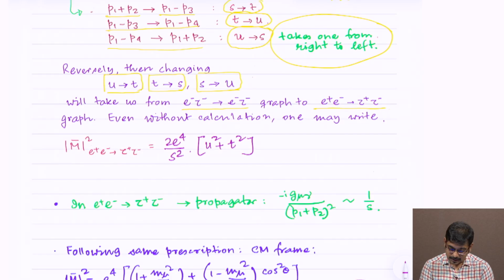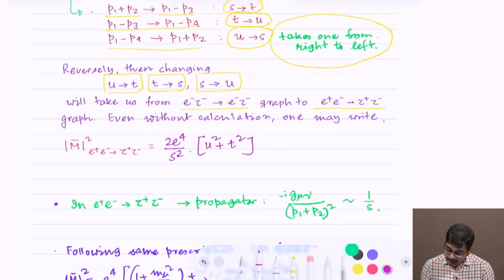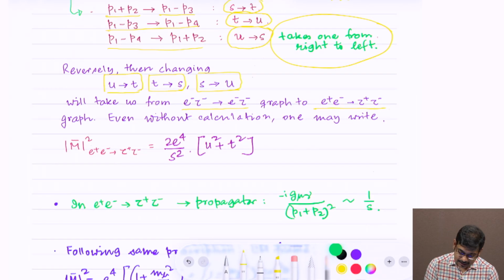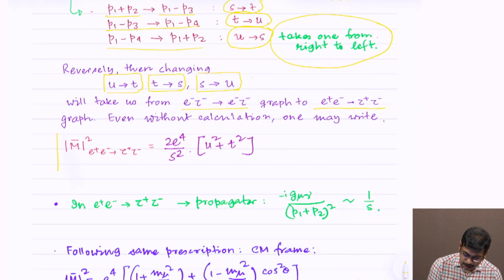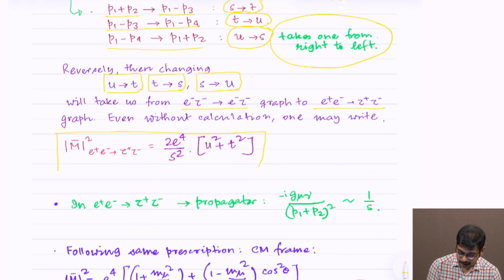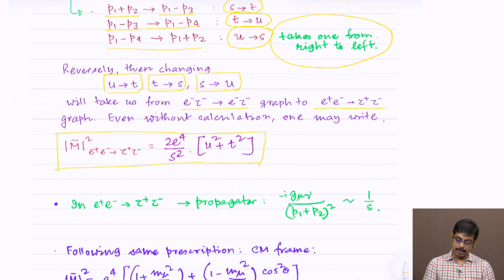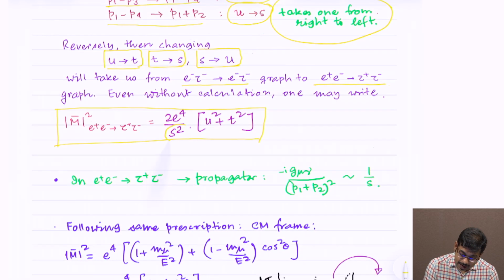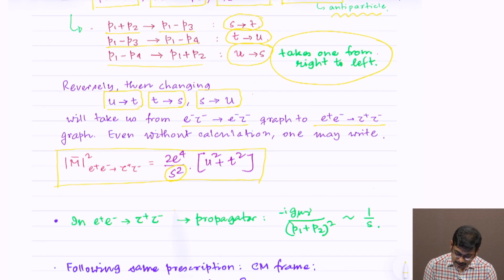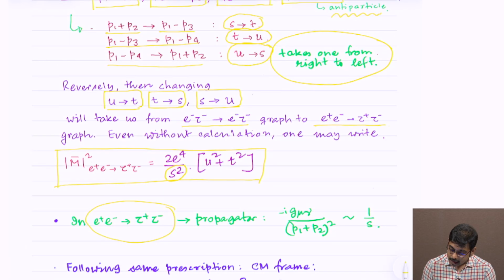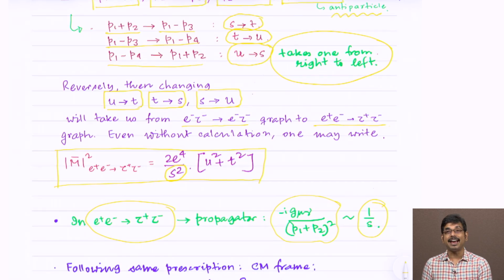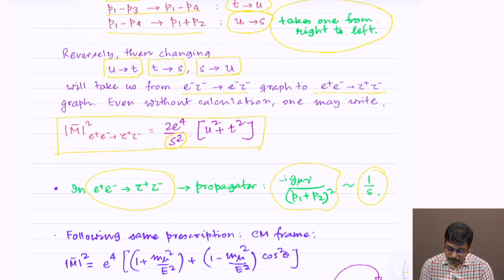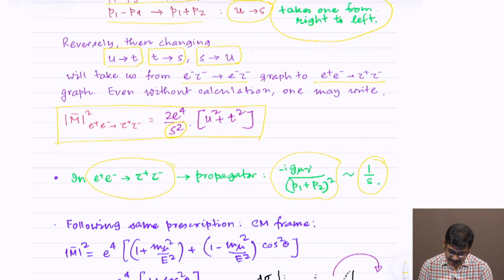I just used the crossing symmetry to achieve this, and this is possible in the massless limit. Of course, in the massive limit this is not possible, but in the massless limit you can actually use this to get this. You also note that in the S channel process, which is E plus E minus to tau plus tau minus, the propagator is minus g mu nu by P1 plus P2 whole square, which is 1 by S, and that is nicely reflected by the 1 by S square sitting in the expression.